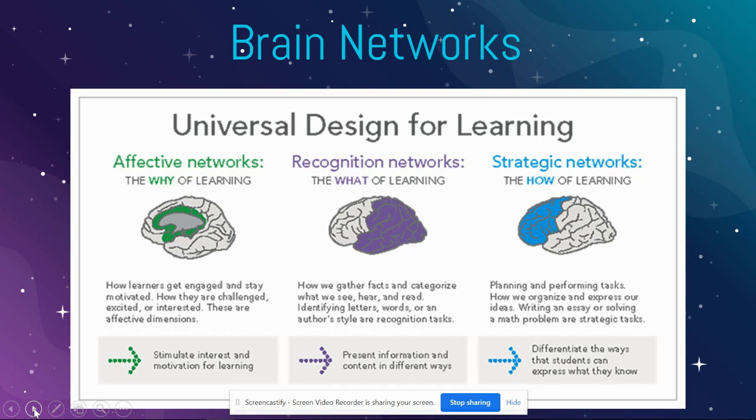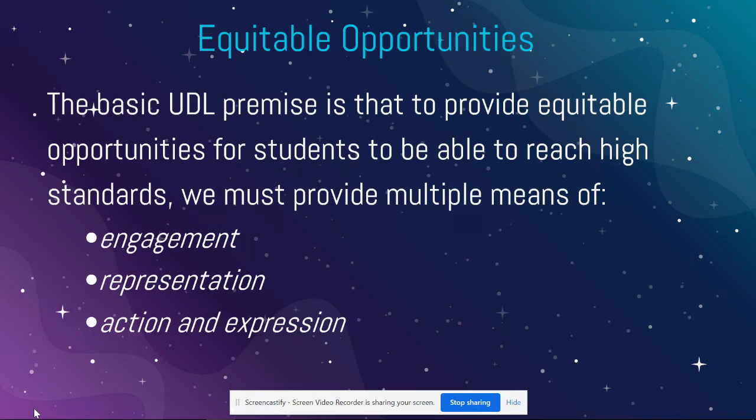The recognition network is the what of learning. It is how we gather facts and categorize what we see, hear, and read. Identifying letters, words, or an author's style are recognition tasks. Educators must present information and content in different ways. Strategic networks are the how of learning. It is planning and performing tasks, how we organize and express our ideas. Writing an essay or solving a math problem are strategic tasks. We must differentiate the ways that students can express what they know.